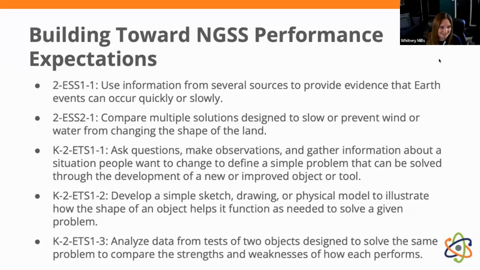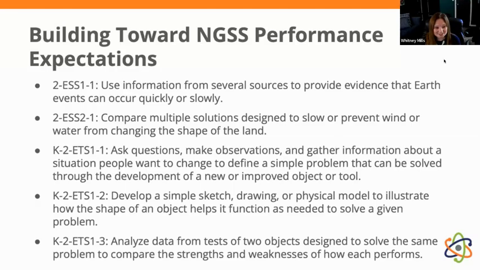Our first one up here is ESS 1.1, using information from several sources to provide evidence that Earth events can occur quickly or slowly, which I think you'll see as we go over our storyline later. Our second one is compare multiple solutions designed to slow or prevent wind or water from changing the shape of land. And then we have 3 engineering standards that we have here.